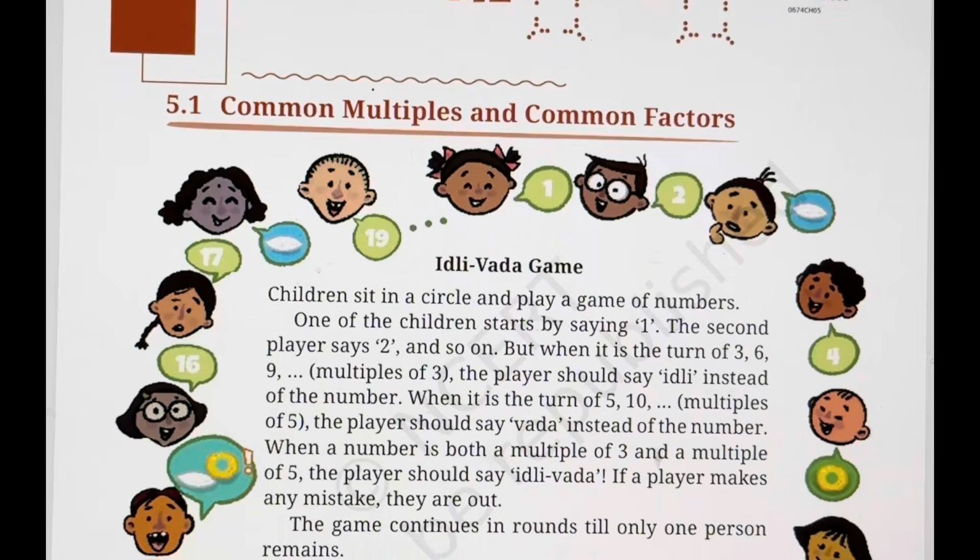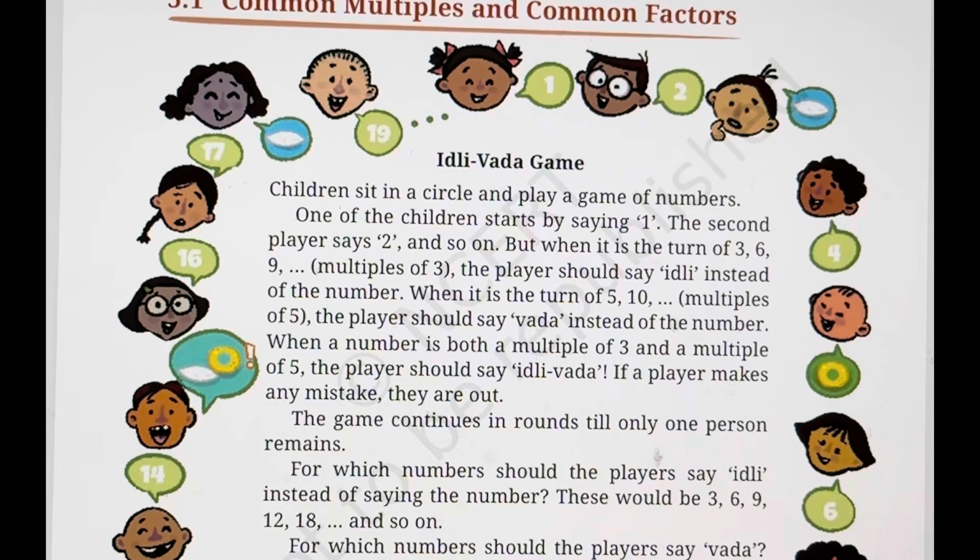Here, children sit in a circle and play a game of numbers. So what is the rule? One person will start with 1, the second will say 2, and so on. But when it is the turn of 3 or 6 or 9, that is the multiples of 3, the numbers which are in the table of 3, then the player should say Idli instead of the number. You should not say 3. If you say 3, you are out.